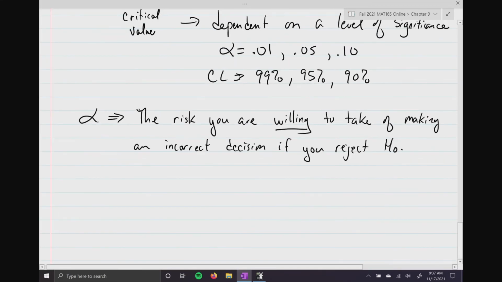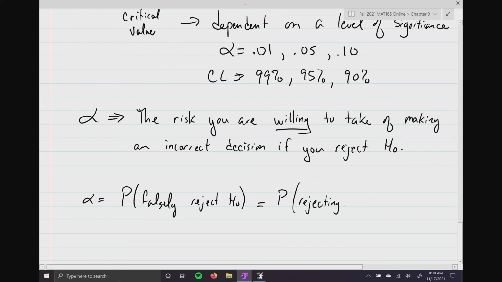Mathematically, alpha equals the probability of falsely rejecting H0, which is the same exact thing as saying the probability of rejecting H0 when it is true. In other words, you are sending an innocent person to jail. It's the maximum tolerable risk, all right? Because remember, nothing is perfect, and stats doesn't prove anything. The only thing stats will do for you is it provides you a snapshot of what is happening with your data at some moment in time.